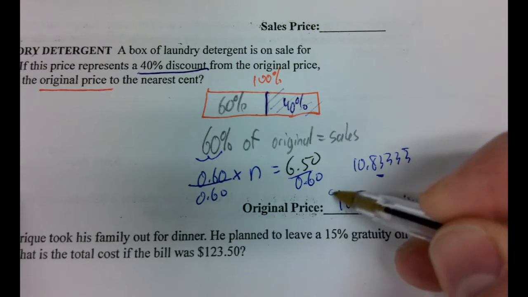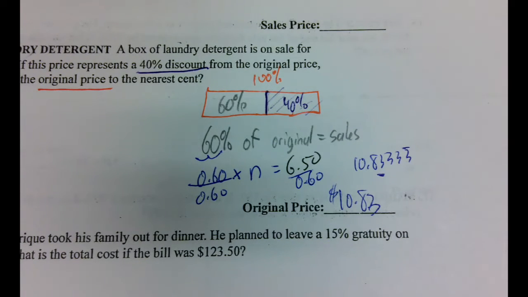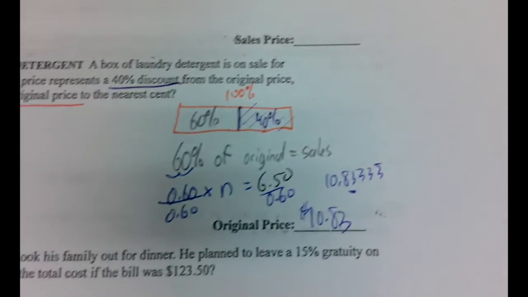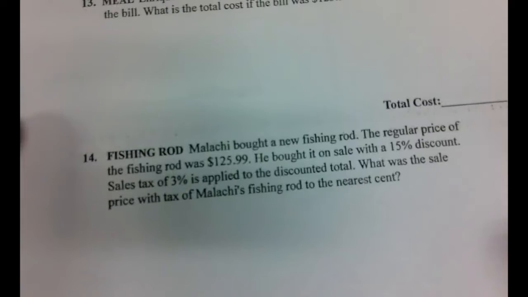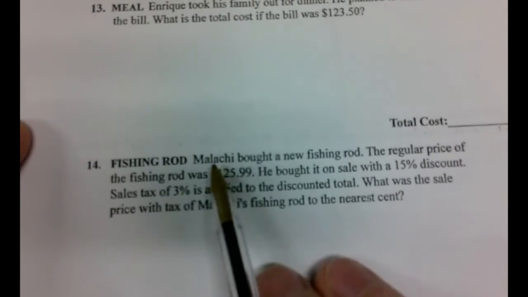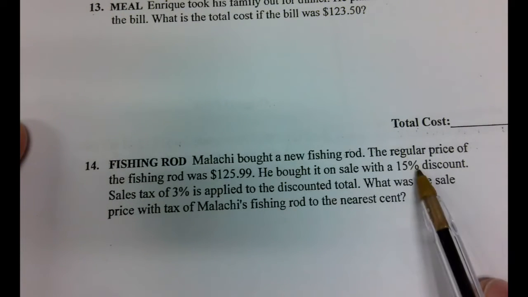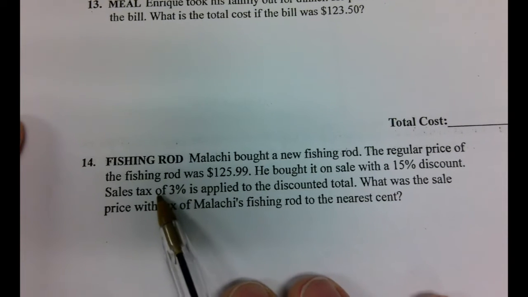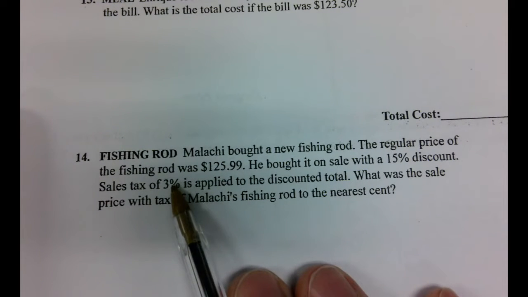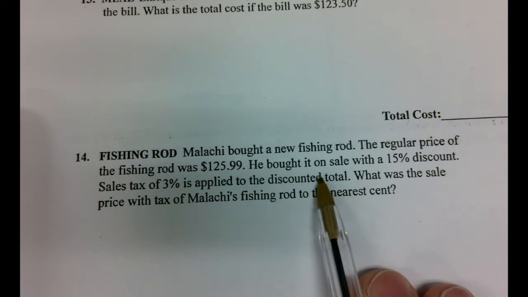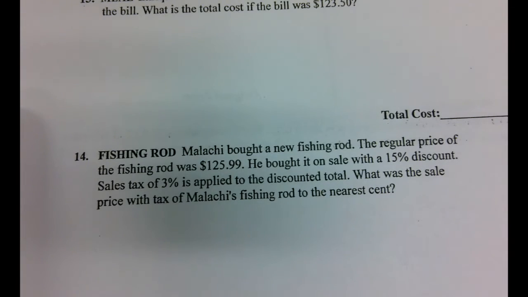One last problem very quickly. Jump down to number 14. This one is two-step. Malachi buys a fishing rod. It has a discount, and then when he's all done with the discount, he gets 3% tax applied to the discounted total. What's the final price? So notice the problem's set up nice. First, we need to find the sales price. We have a 15% discount.